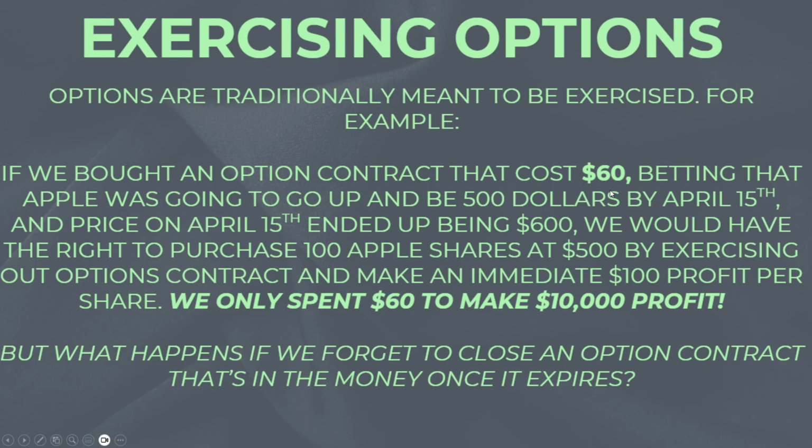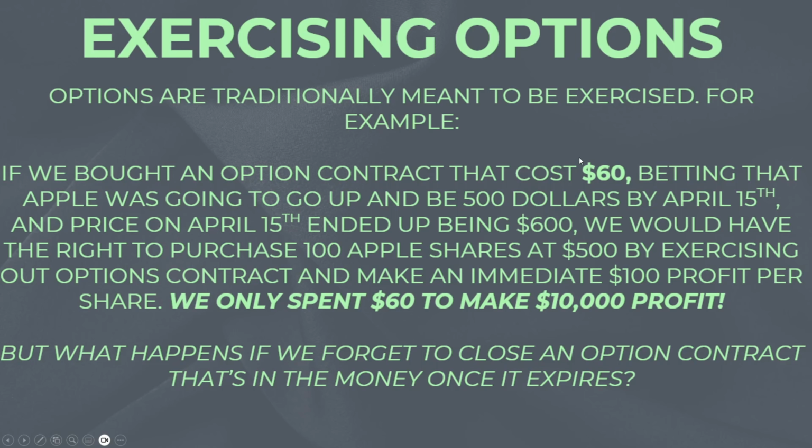If we bought an option contract that cost us $60, right? 60 cents would be the premium, so that option contract would cost us $60. And we were betting that, say, Apple was going to go up and be $500 by April 15th, and the price of Apple on April 15th ended up being $600. We would then have the right to purchase 100 Apple shares at $500 by exercising our options contract and make an immediate $100 profit per share. So essentially, we would have only spent $60 to make $10,000 of profit immediately.